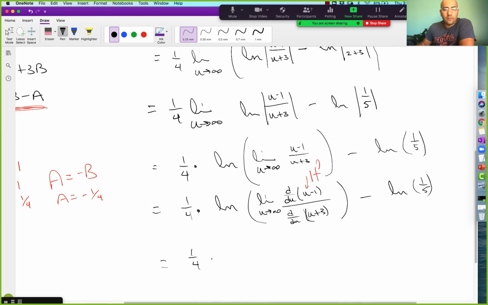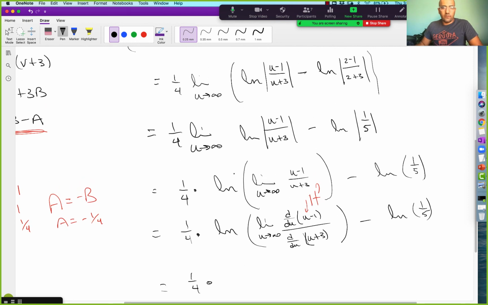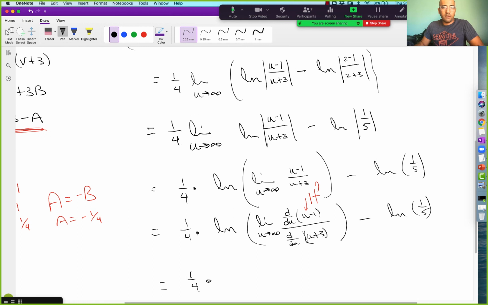1/4 times this whole thing. And the 1/4 was, if it's not clear, being multiplied by the whole thing. So it's this. And now I have ln of 1, which is 0.